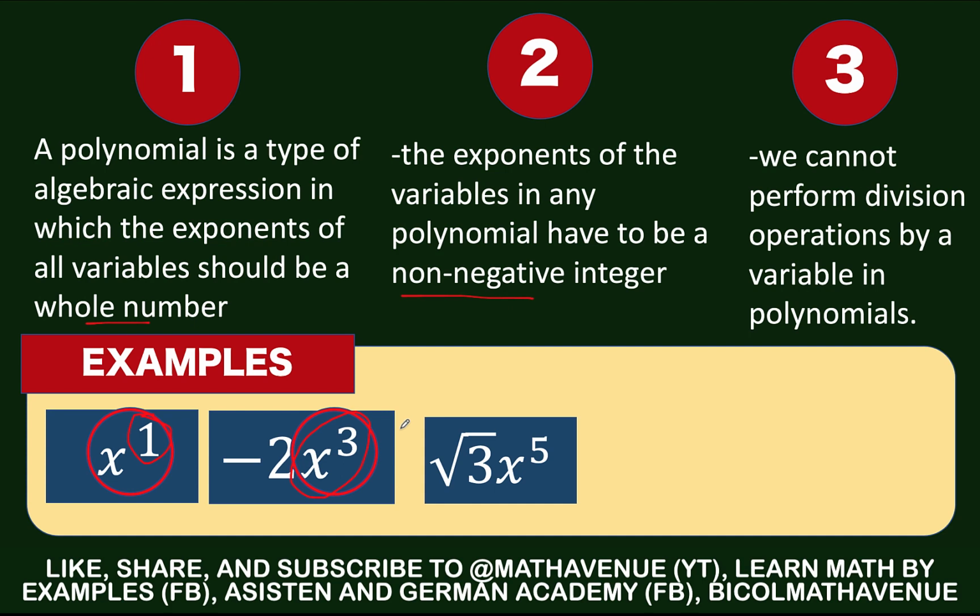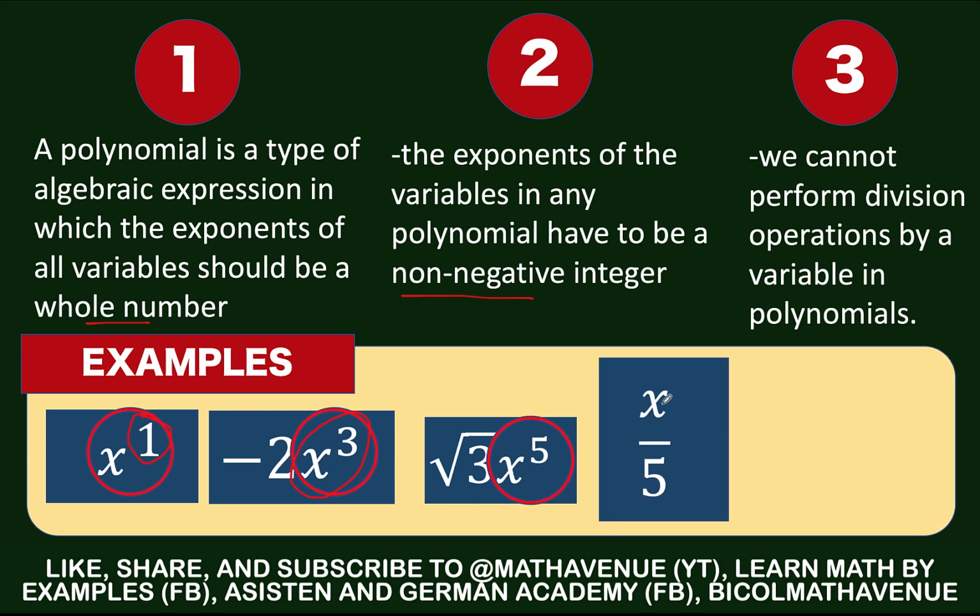Next, square root of 3 times x to the fifth. Again, we are looking at the variable raised to the exponent. The exponent is a whole number, it is non-negative, and there is no variable in the denominator. Therefore, this is considered a polynomial. Next, x to the fifth over a constant. The exponent of x is a whole number and non-negative, and even though there is a division operation here, this division is by a constant. Therefore, this is still considered a polynomial. But when the denominator is a variable, that is when we say it is no longer a polynomial. So all of these are polynomials.